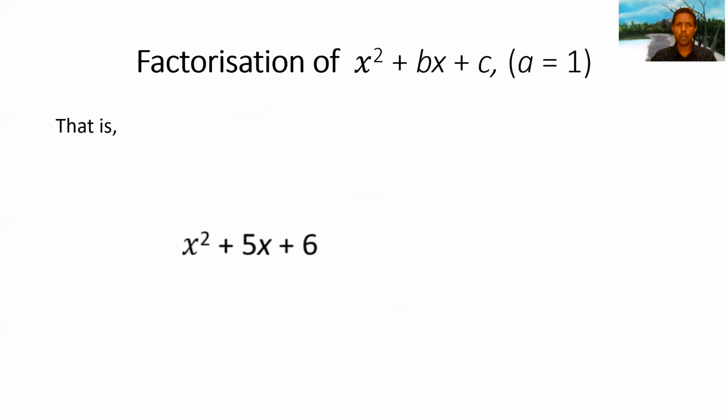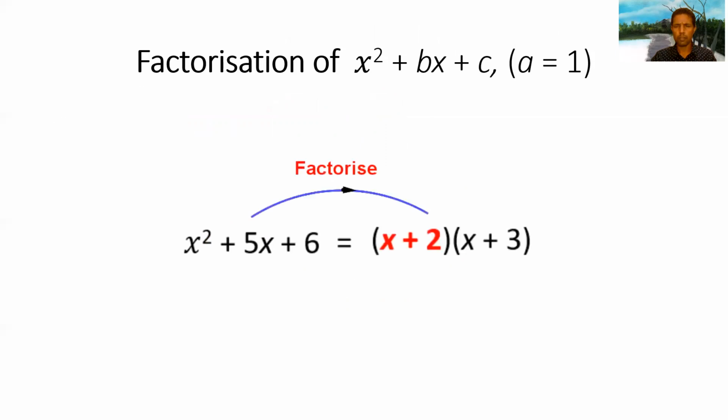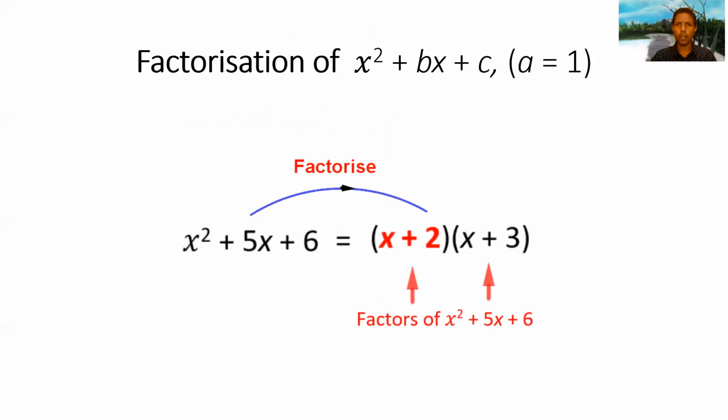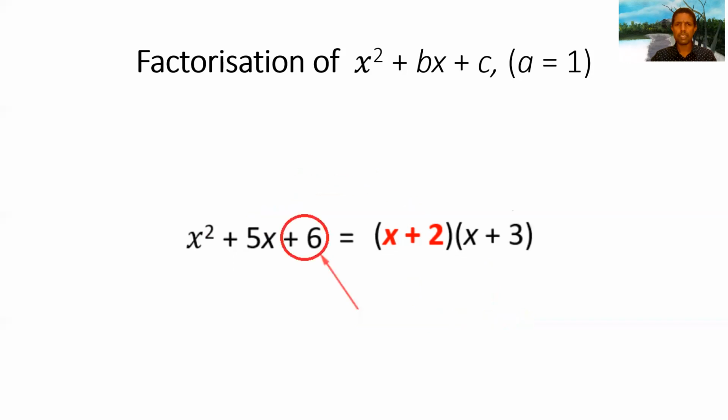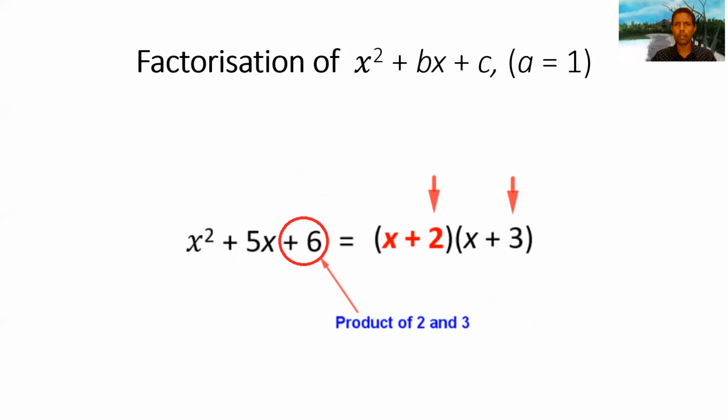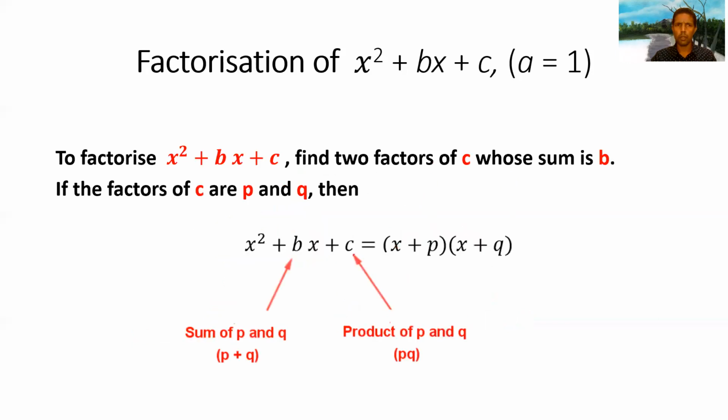So, when we factorize x squared plus 5x plus 6, we obtain (x plus 2) into (x plus 3), where x plus 2 and x plus 3 are factors of x squared plus 5x plus 6. Note here that 6 is the product of 2 and 3, whereas 5 is the sum of 2 and 3. In general, to factorize x squared plus bx plus c, we find two factors of c whose sum is b.